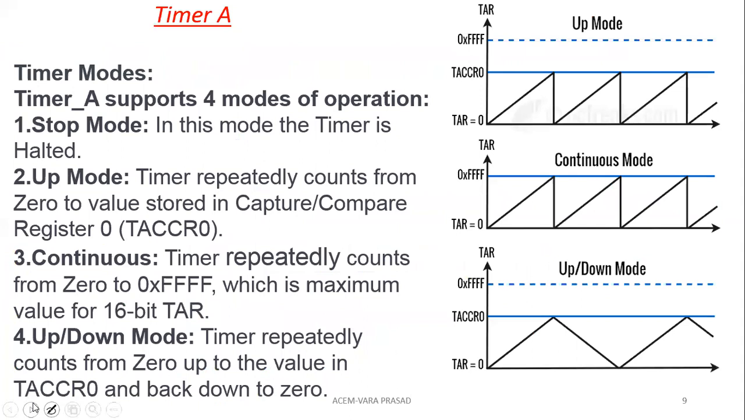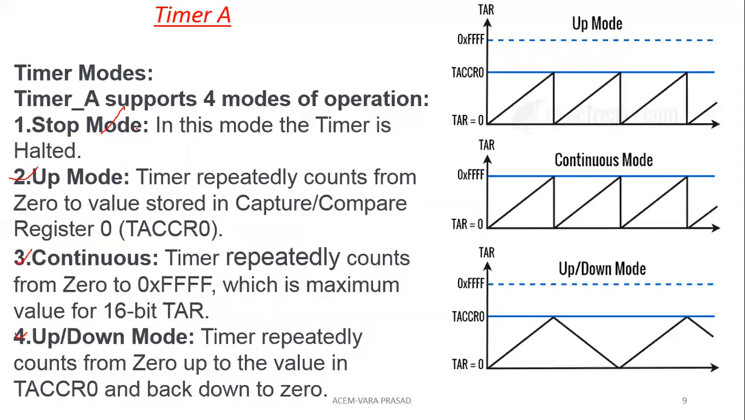Then come to the timer A modes. We have already studied that there are 4 modes. What are the 4 modes? 00 is stop mode, 01 is up mode, 10 is continuous mode, and 11 is up or down mode.